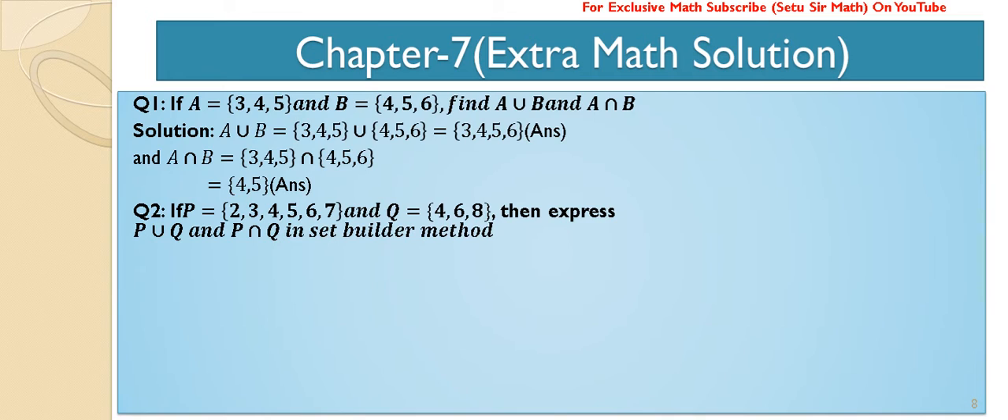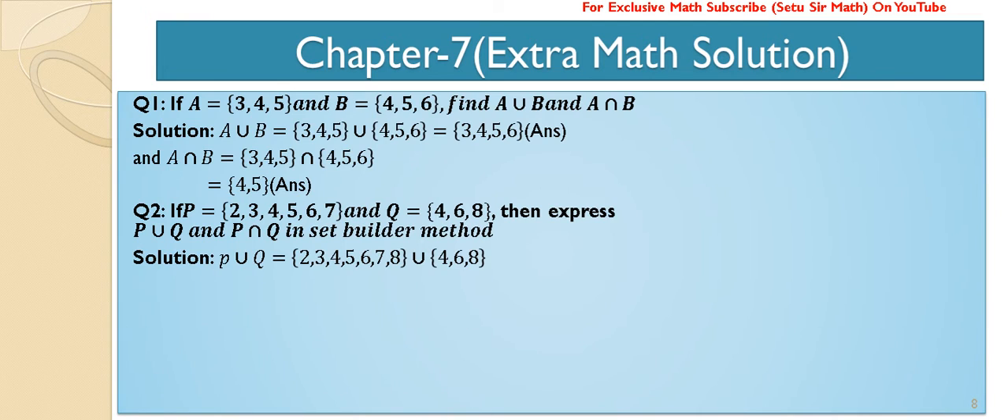Question number 2. If P equals {2, 3, 4, 5, 6, 7} and Q equals {4, 6, 8}, then express P union Q and P intersection Q in set builder method. In here we have to do two works. At first we have to find out P union Q, then that set we have to write down in a set builder method. Then we have to find out P intersection Q, then we have to write down in set builder method. How we can do this?